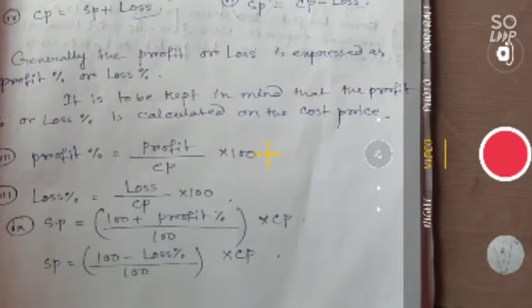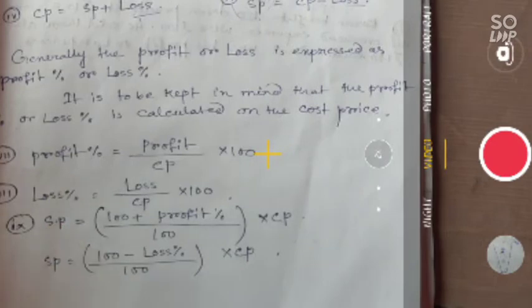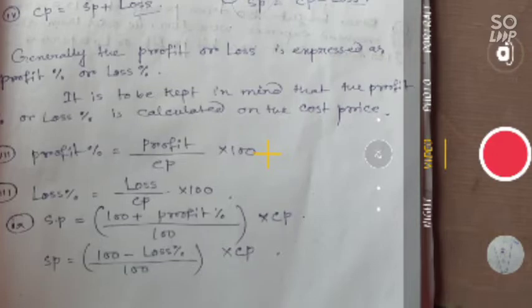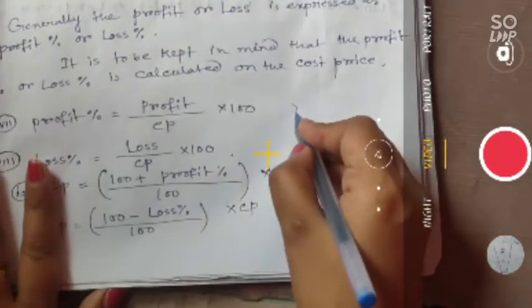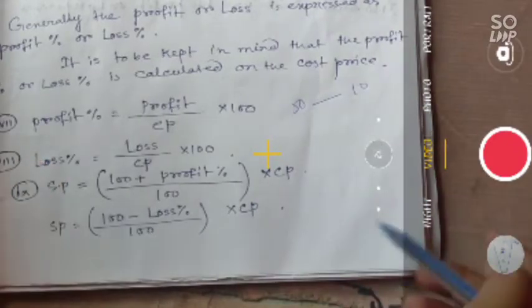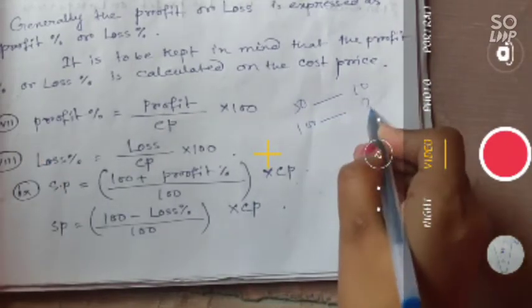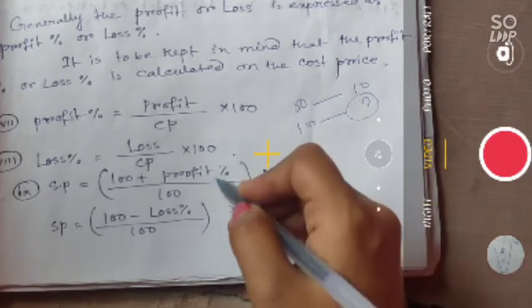So out of 100 rupees how many rupees you have made profit, that is called the profit percent. Similarly, loss percent: if I ask you, you have bought a diary at 50 rupees and you have sold that diary at 40 rupees, then you will make profit or loss? Loss. So we saw that we are making 10 rupees loss on 50 rupees. So out of 100 rupees how many rupees you will make loss, that is called the loss percent.